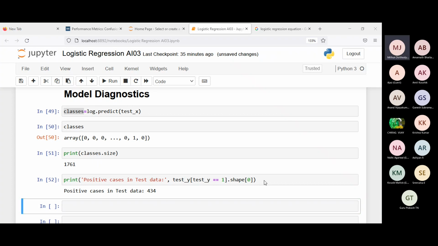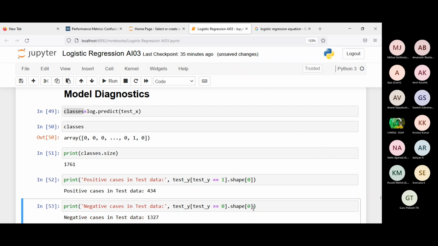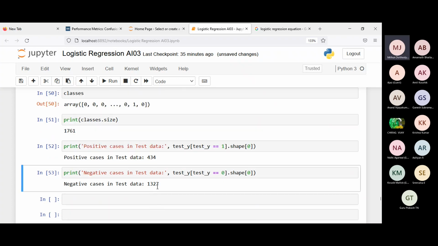It's done. Okay. Now let me check the number of negative cases in the data set. You can see here test_y, same thing. I'm just copy pasting the same code, test_y equal to 0. You're just extracting the first argument. You can see here, 1327 non-churners are there in the data set.